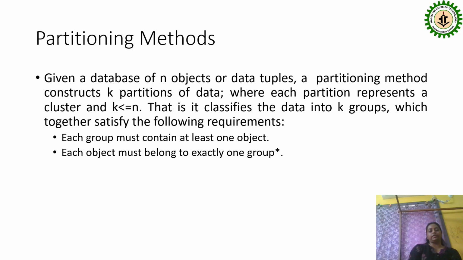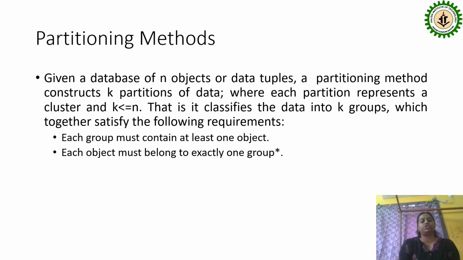Now, what is the partitioning method? Given a data set of n objects or data tuples, which are called data points, a partitioning method constructs K partitions. That means if I have 10 objects, here n equals 10, and K partitions, suppose I assume K equals 2. That means 2 clusters will be present for the 10 data points, where each partition represents a cluster and K is less than or equal to n. What does it mean? If K equals 1, all the 10 data points will belong to one particular cluster.